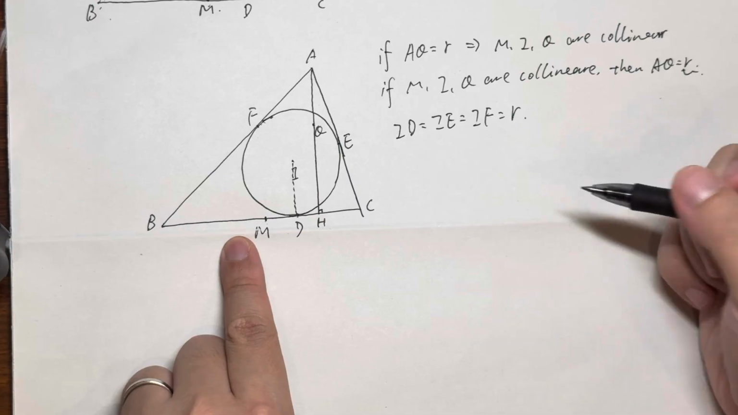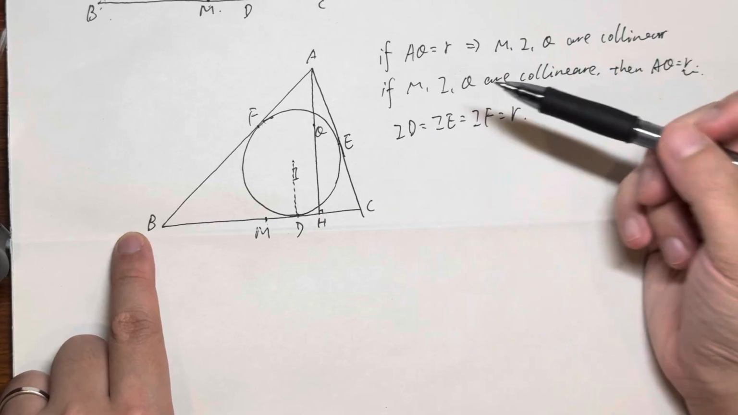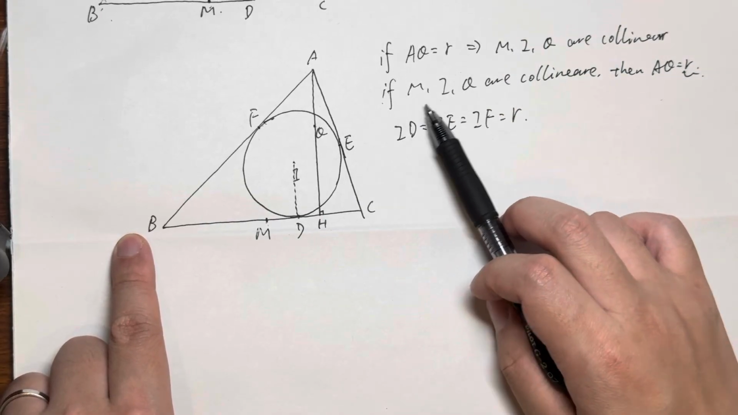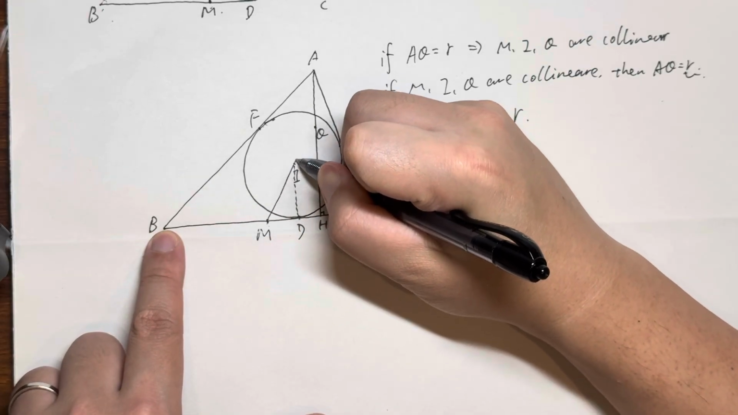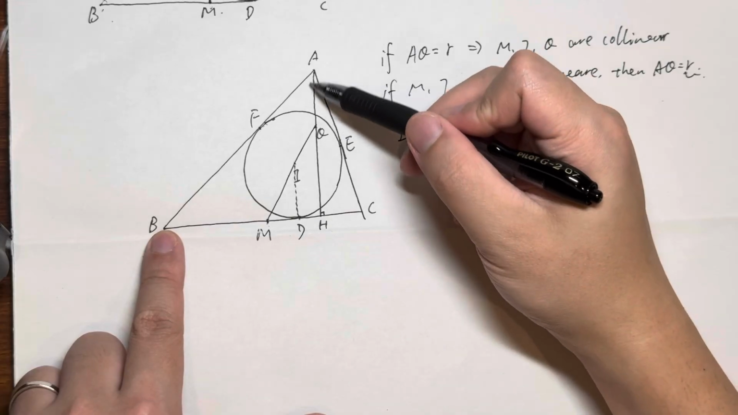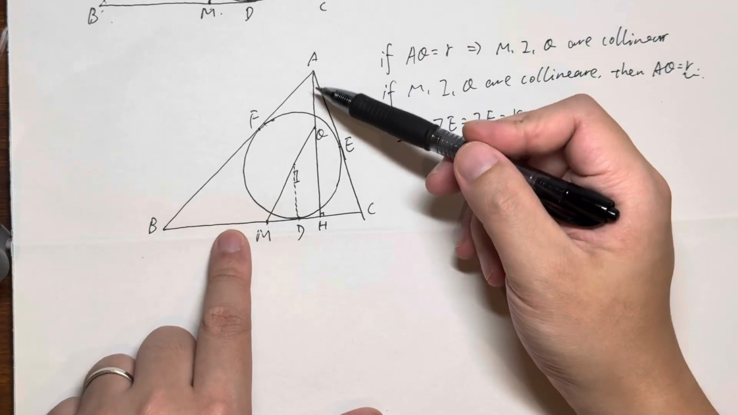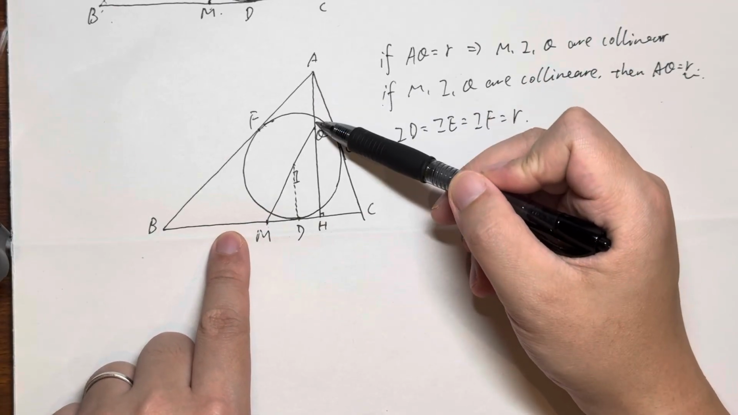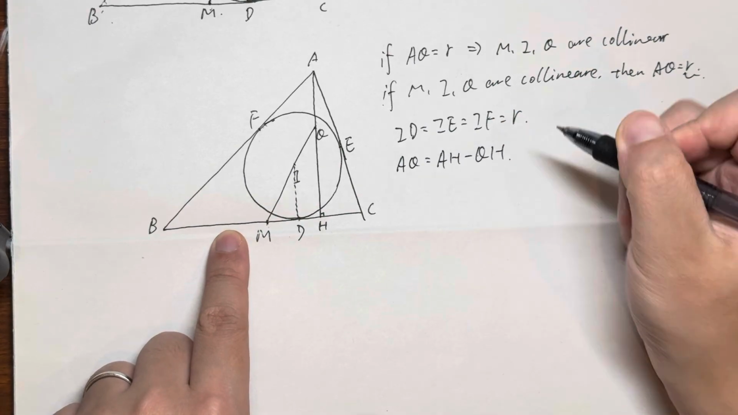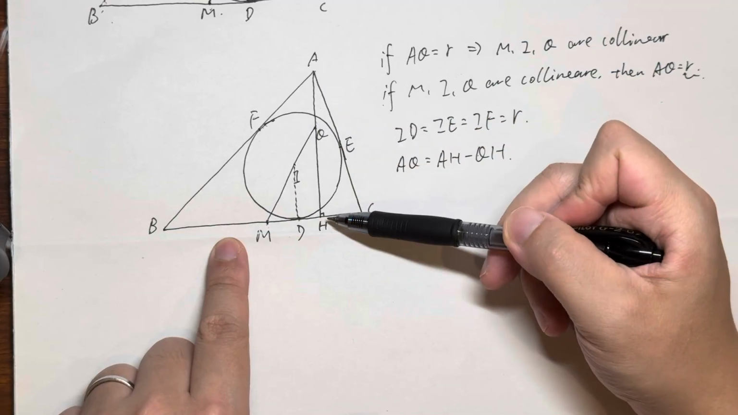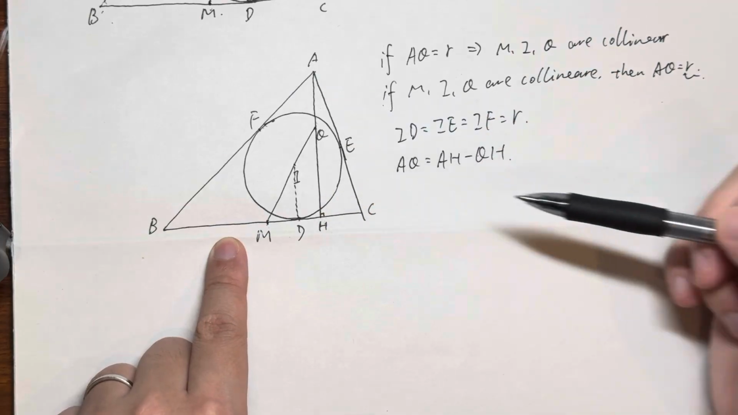So my solution is very brute force, so we can do the calculation. Let's consider the second one first. If M, I, Q are collinear, then AQ equals R. We want to do this proof. So let's just say M, I, Q are collinear. We want to find the length of AQ. The first thing is that we want to calculate the length of AQ. So AQ equals AH minus QH, which means that we want to find the length of AH and the length of QH.